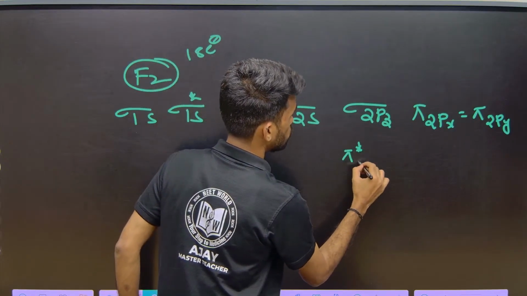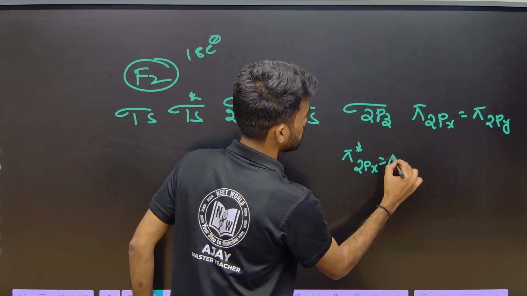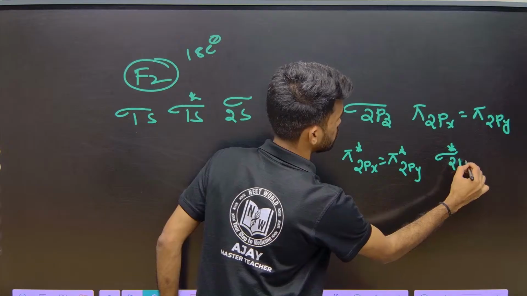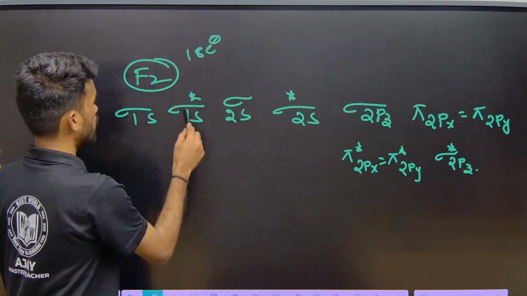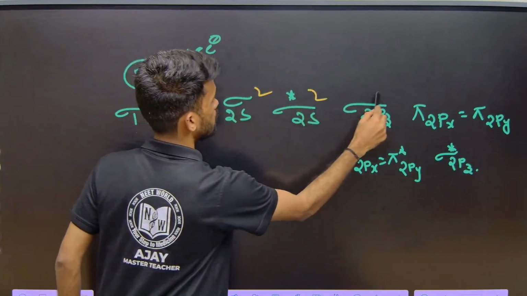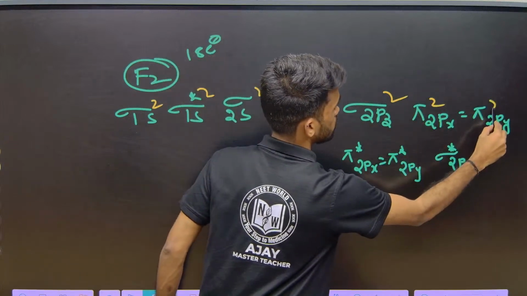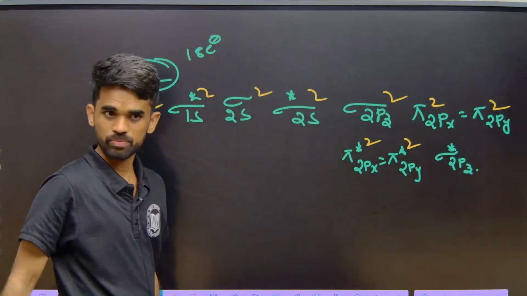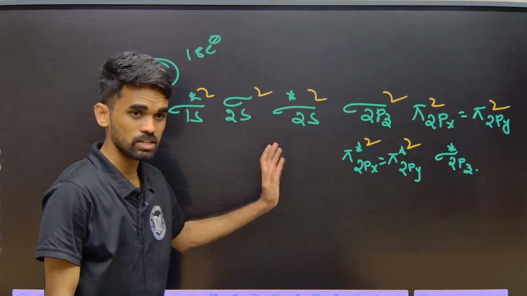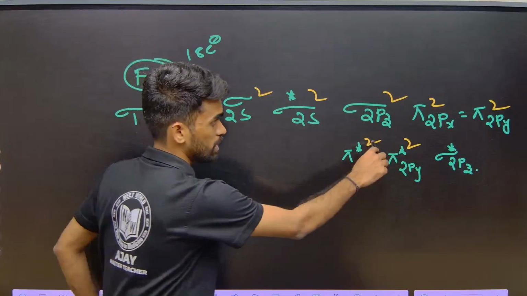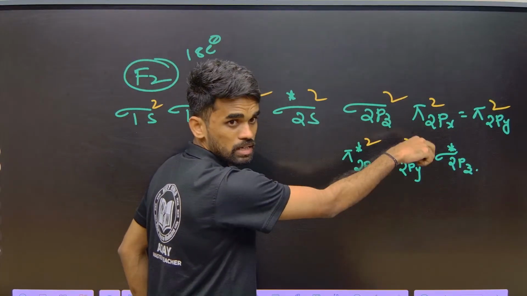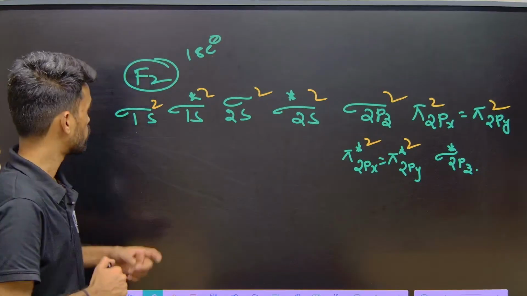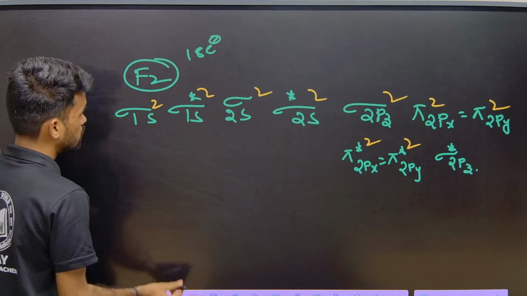Pi star 2px. Okay. So 2, 4, 6, 8, 10, 11, 12, 13, 14, 16, 18. Okay. Just because I know the electrons, that's why I fill like this. But whenever there is degeneracy, you should fill 1 electron in each first, giving maximum multiplicity by Hund's rule. Okay. So now just count.